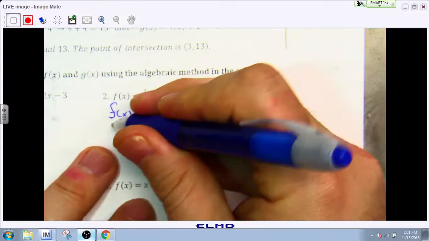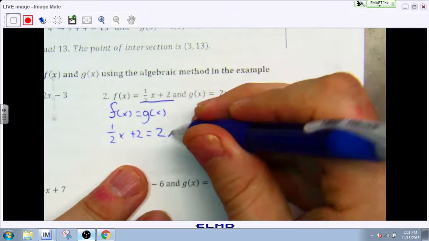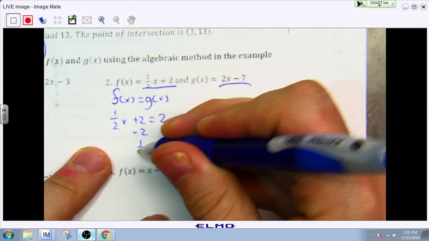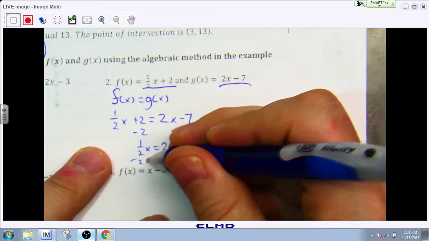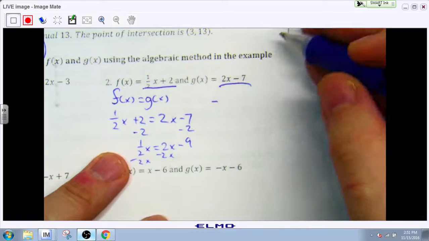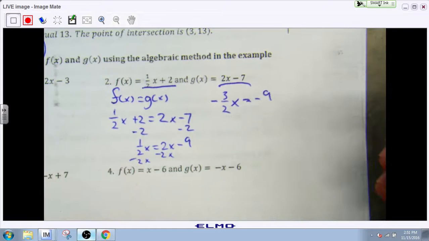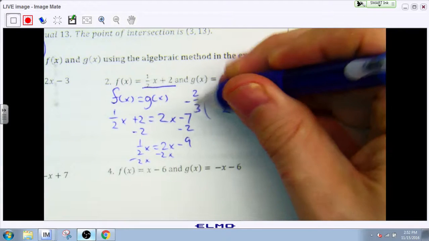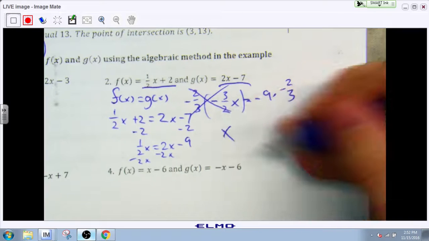If f of x equals 1/2 x plus 2, and I set that equal to g of x, which is 2x minus 7, I can start to solve. So I can subtract 2, I get 1/2 x equals 2x minus 9, subtract 2x, so 1/2 minus 2 will give me a negative 3/2 x, and that's going to equal negative 9. I then need to solve for x, so I need to get rid of that negative 3/2. I can multiply. There's a couple ways to do it. Whenever I think about it, I think about just multiply by the reciprocal. So I can multiply by negative 2/3. 2's cancel, 3's cancel. I have x.